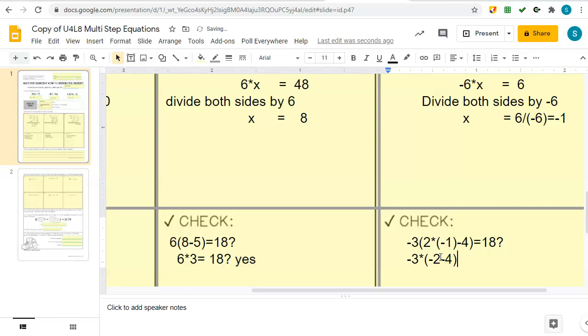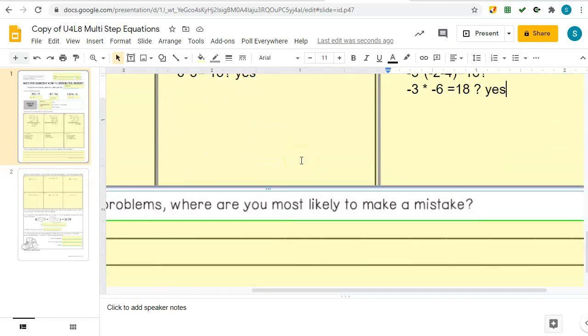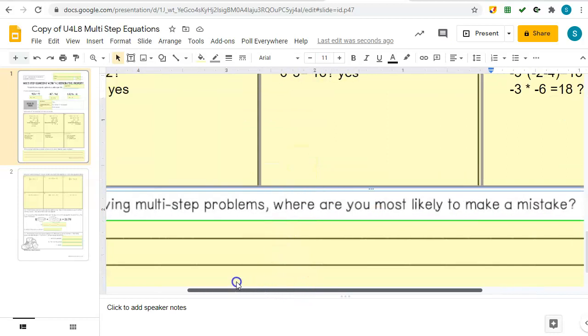And does that equal 18? Well, we get negative 3 times negative 6, which, yes, does equal a positive 18. So, yes, our answer is correct. Let's go ahead and look at this bottom part.